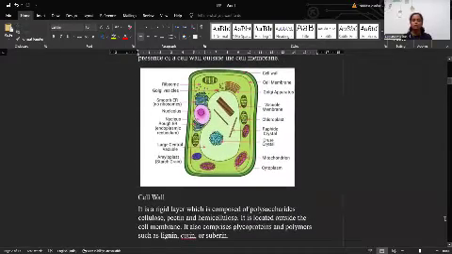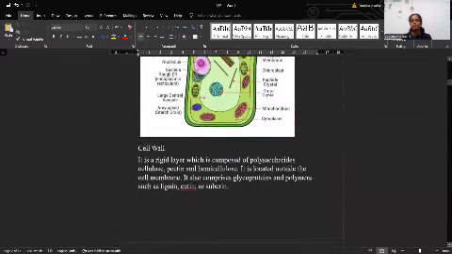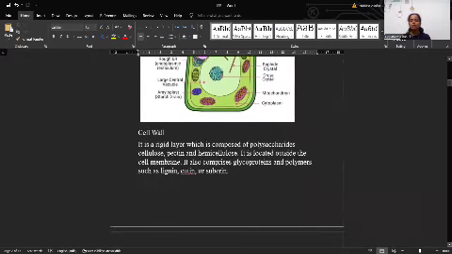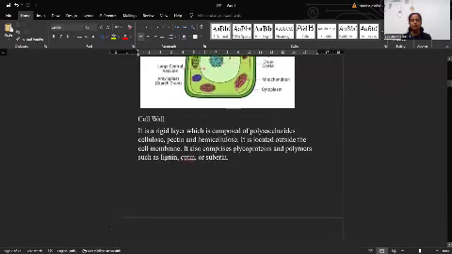This is the structure of plant cell which has different components. Now we'll know what are the different components of plant cell. Firstly, cell wall. It is the rigid layer which is composed of polysaccharides, cellulose, pectin, and hemicellulose. This is located outside the cell membrane. It also comprises glycoproteins and polymers such as lignin, cutin, and suberin.